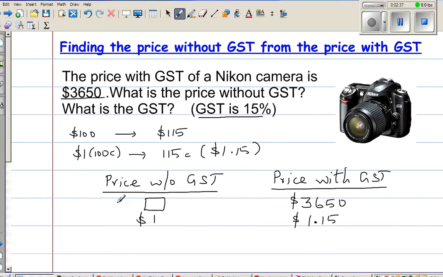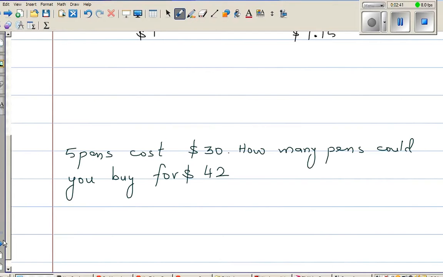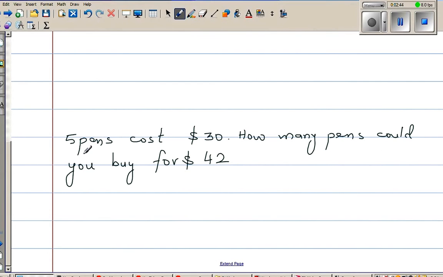So before I go to the next step, I would like to do this example. This is an example that I have made. 5 pens cost $30. How many pens could you buy for $42? So let me make up two columns. Number of pens. This is an example of ratio. Most of you can do this. Number of pens and dollars. Okay. So what can we say? Dollars. So the information is 5 pens.